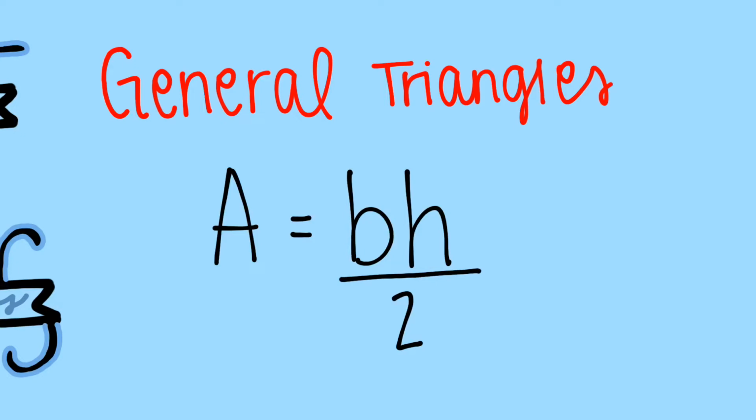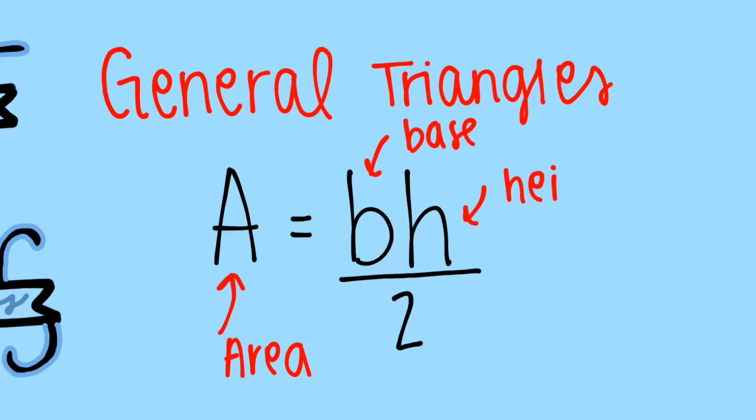The first one is just for general triangles. So you need to know in your formulas, if you have a big A like this, it stands for area. If you have a little b, that stands for the base, and the h stands for height. So for general triangles, if you are given the base and the height, you can use this formula. You'll multiply the base and the height together and then divide that by 2.